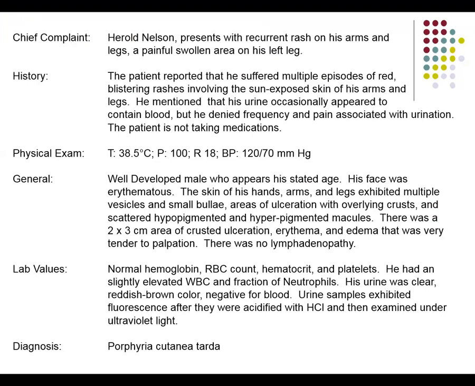The uroporphyrin is excreted in the urine, giving the urine a reddish-brown color. It is the uroporphyrin that fluoresces when exposed to acid and ultraviolet light. The diagnosis of porphyria cutanea tarda is made based on a defective uroporphyrinogen decarboxylase. This porphyria is hepatic in nature and is autosomal dominant.